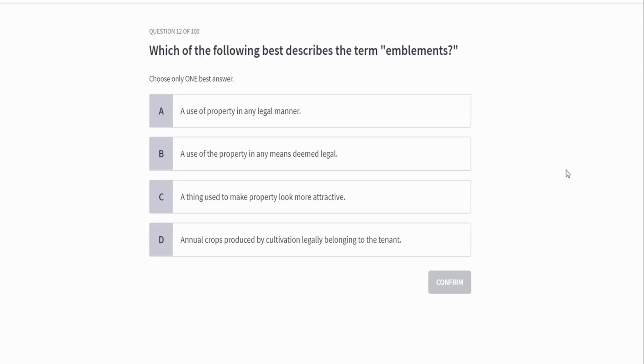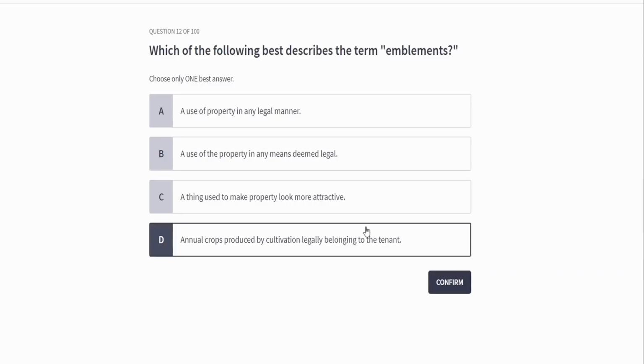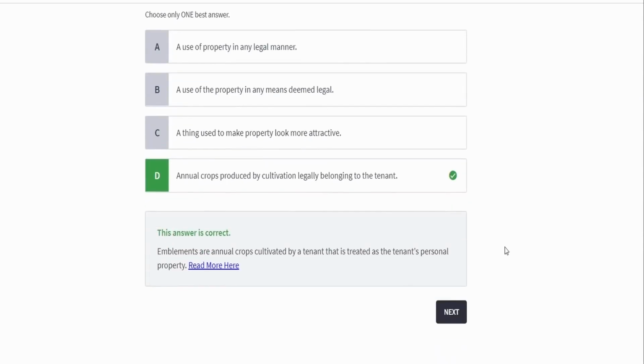Alrighty, so hopefully you guys came up with your answer on this one. What is our answer? It's going to be D. It's annual crops produced by cultivation legally belonging to the tenant.